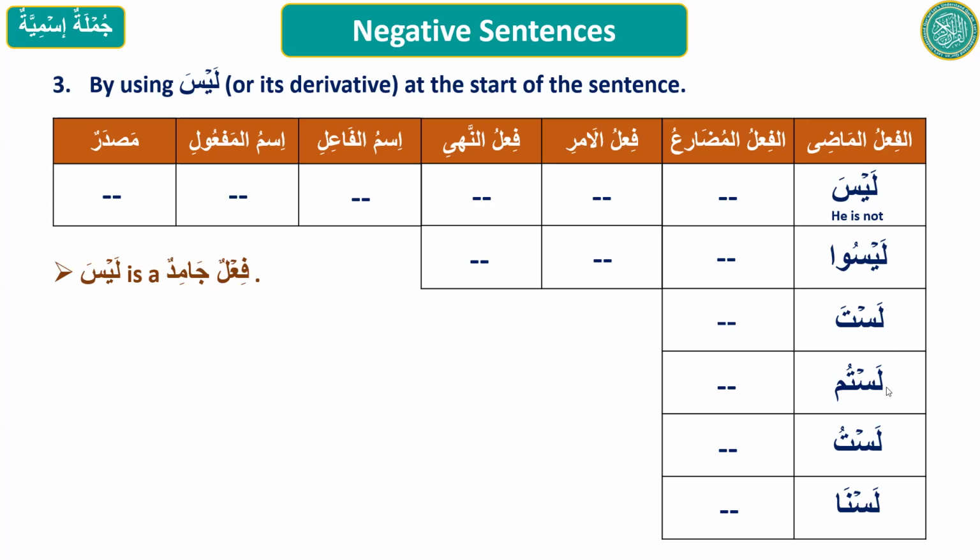So now we are going to use this word Laysa or any of its derivatives. Derivative means Laysu, Lasta, Lastum, Lastu, Lasna. These are the derivatives of Laysa. So we use any of these six or their feminine or dual forms to make a Jumla Ismiya negative. All right, so let's do it.